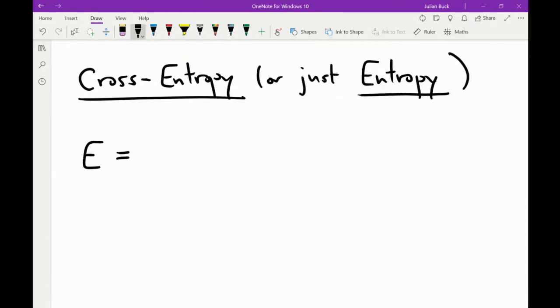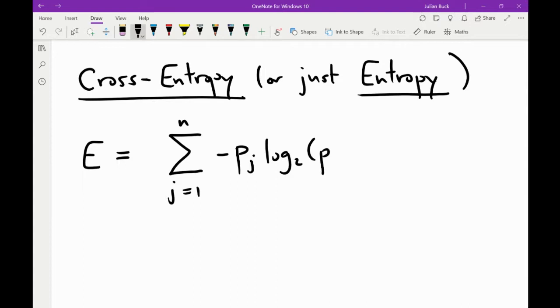All right, so we'll denote it by capital E. What we do is we take the sum, say from j equals 1 to n, so overall data points, and then we take the following quantity: negative of p sub j base 2 log of p sub j. Okay, let me tell you what p sub j is.